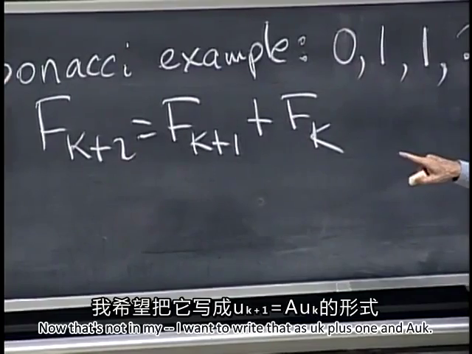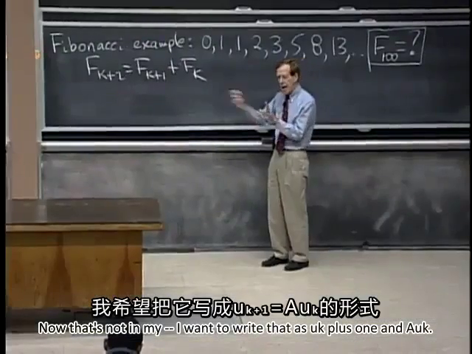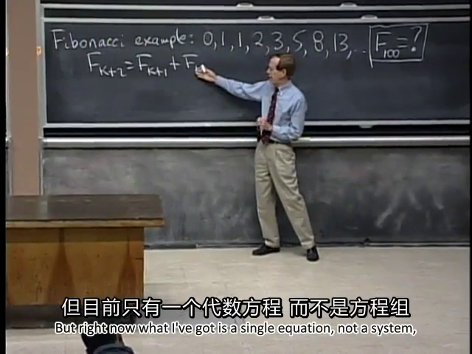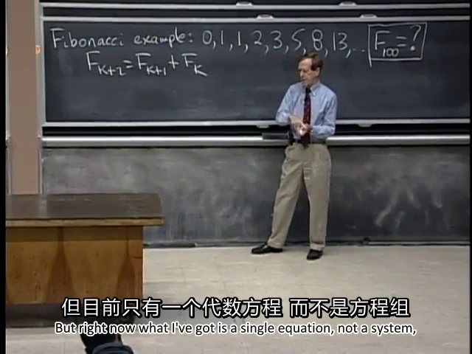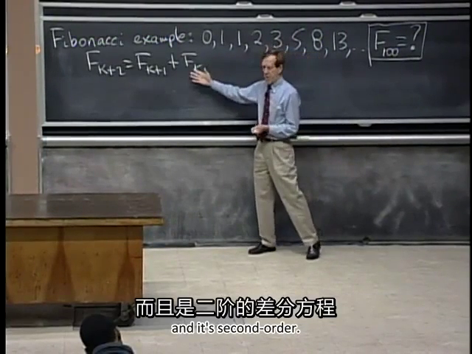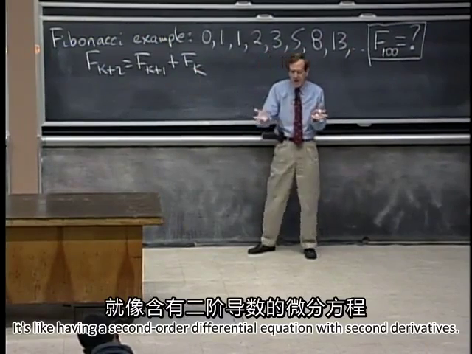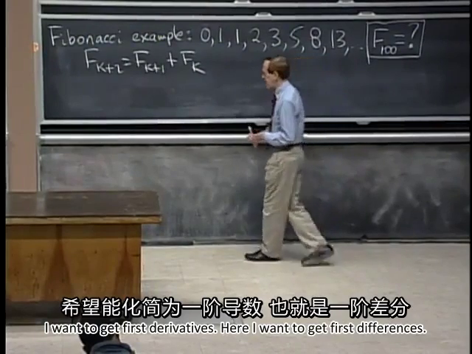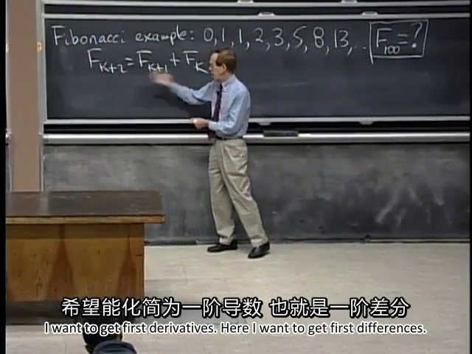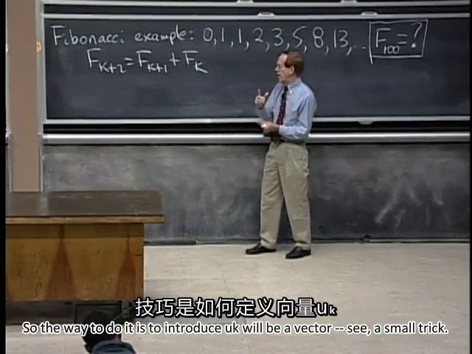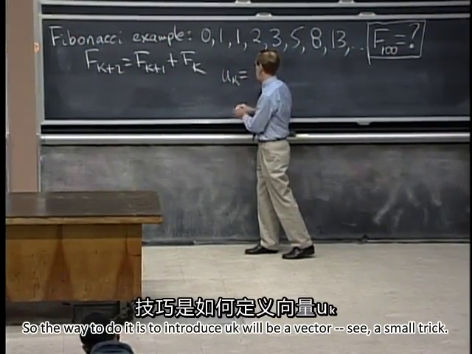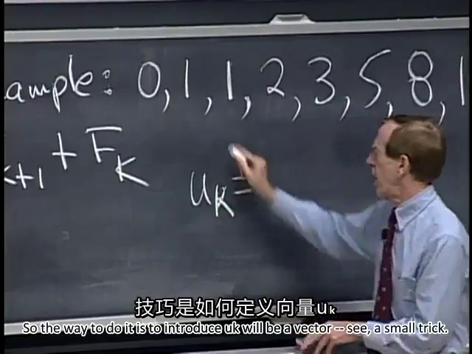Now that's not in my form. I want to write that as u k plus 1 equals A u k. But right now, what I've got is a single equation, not a system. And it's second order. It's like having a second order differential equation with second derivative. I want to get first derivatives. Here I want to get first difference. So the way to do it is to introduce u k as a vector. See, a small trick.